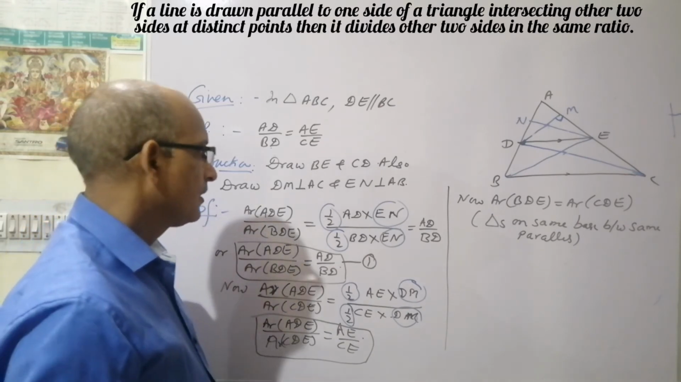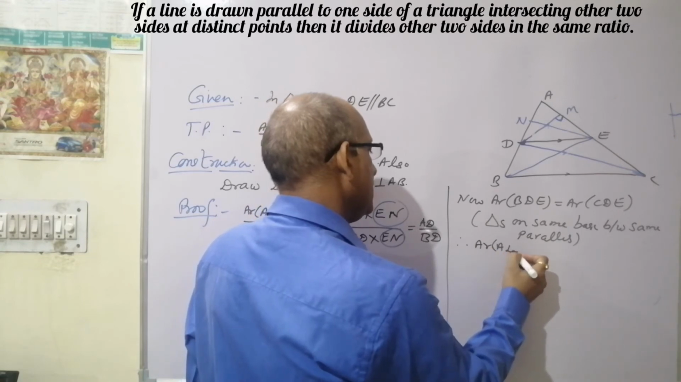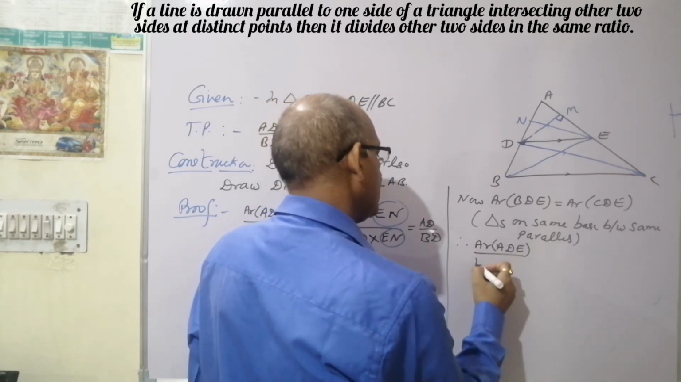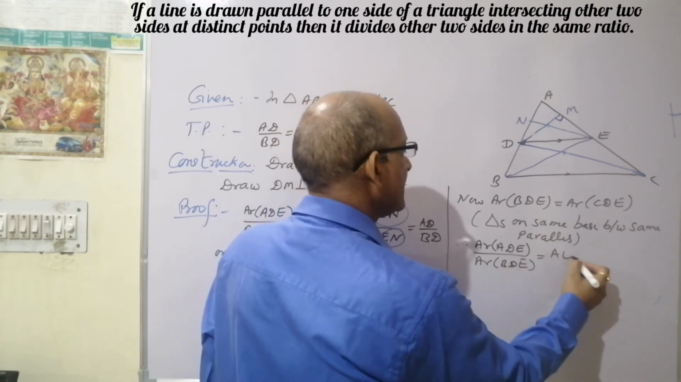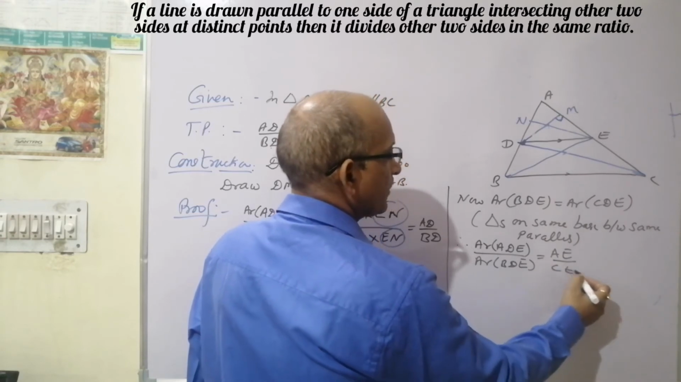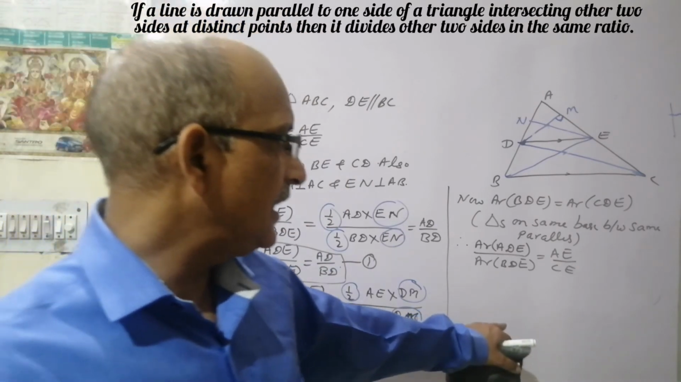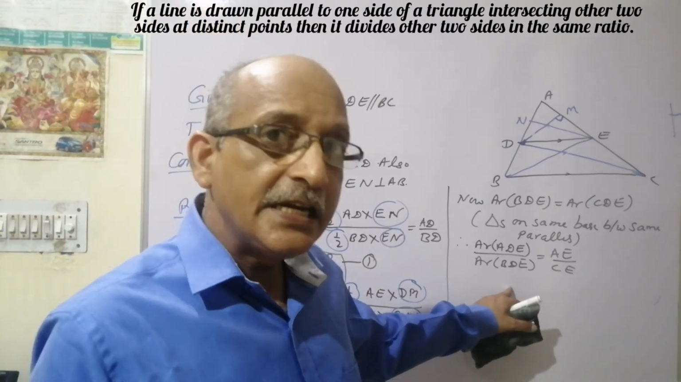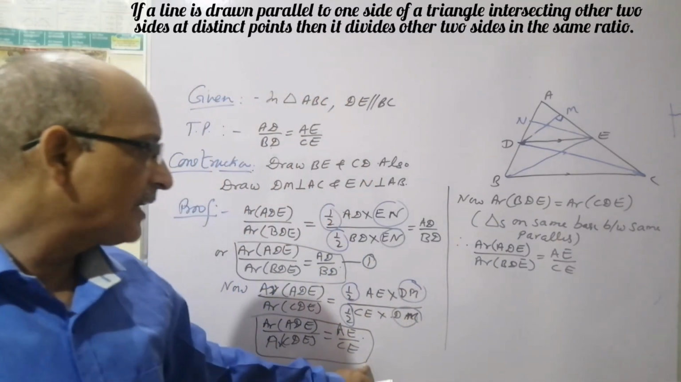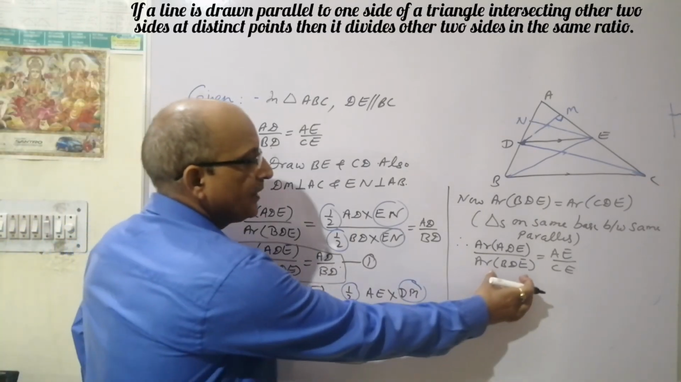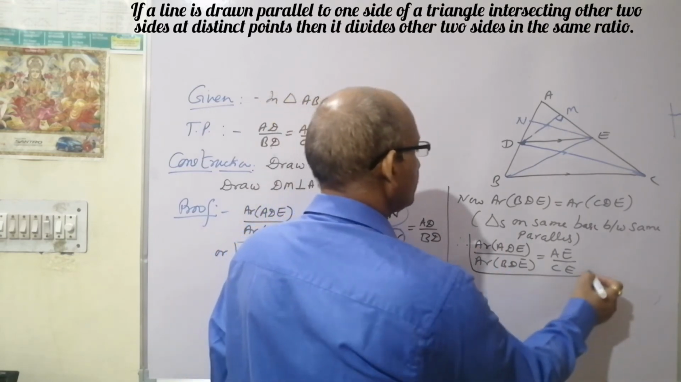We can replace. So therefore area ADE upon area BDE is equal to, the right hand side is not disturbed by us, AE upon CE. Area ADE upon area CDE is equal to AE upon CE. So we can write area ADE upon BDE also, because area BDE is the same as area CDE. Again the right hand side will remain the same. I have replaced the value of CDE by BDE only. Now mark it equation number 2.